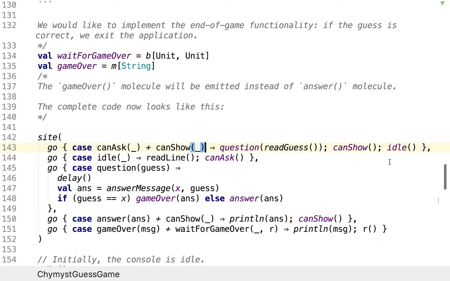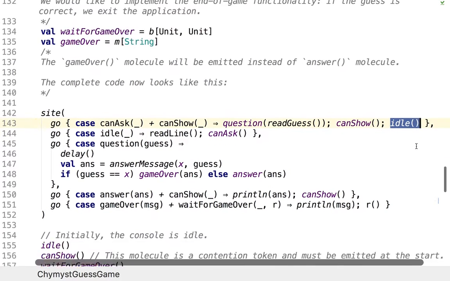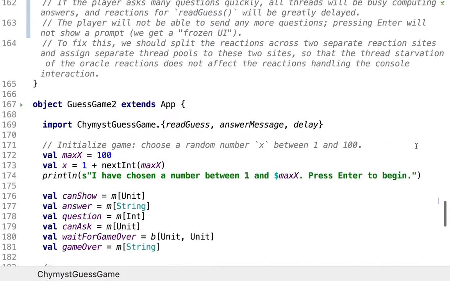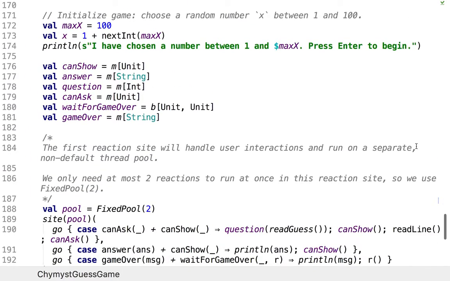And finally, we could inline this reaction into this place. Instead of emitting idle, which will immediately start another reaction, we can just put these molecules or function calls right here instead of emitting idle. So that would be simplifying the code, but not really changing the semantics of the game. So this is what I did in the next implementation.